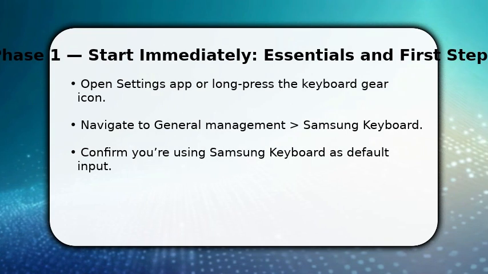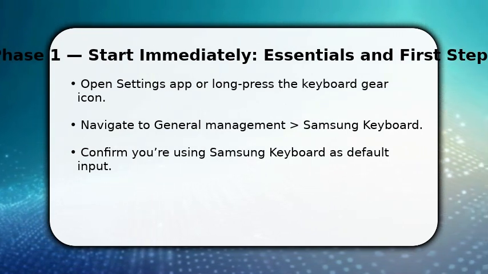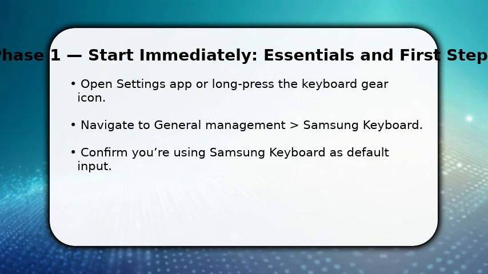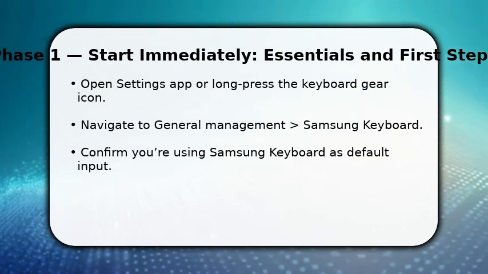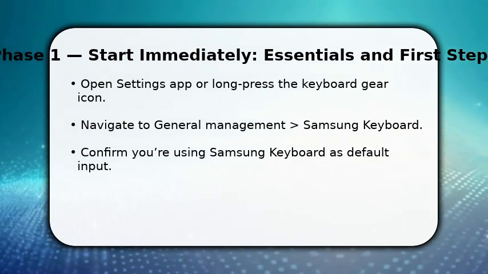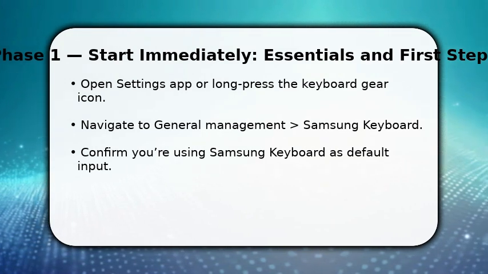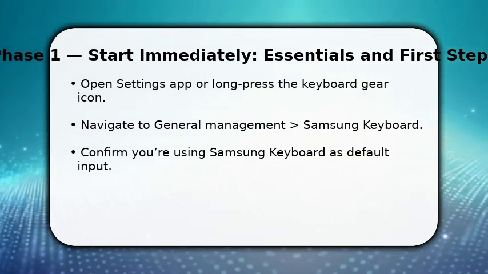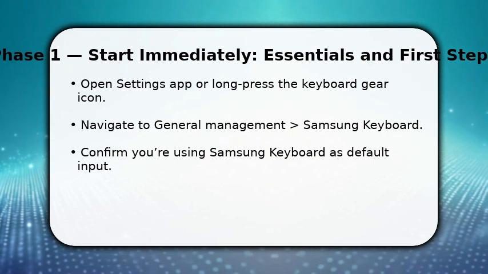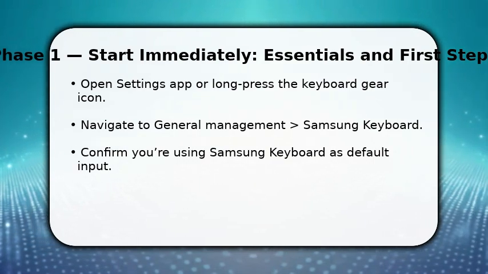to reveal settings. Once done, go to General Management and select Samsung Keyboard, because only the active keyboard shows theme options. Make sure Samsung Keyboard is set as default so changes apply system-wide. Otherwise, you'll be editing a keyboard that never appears when you type.